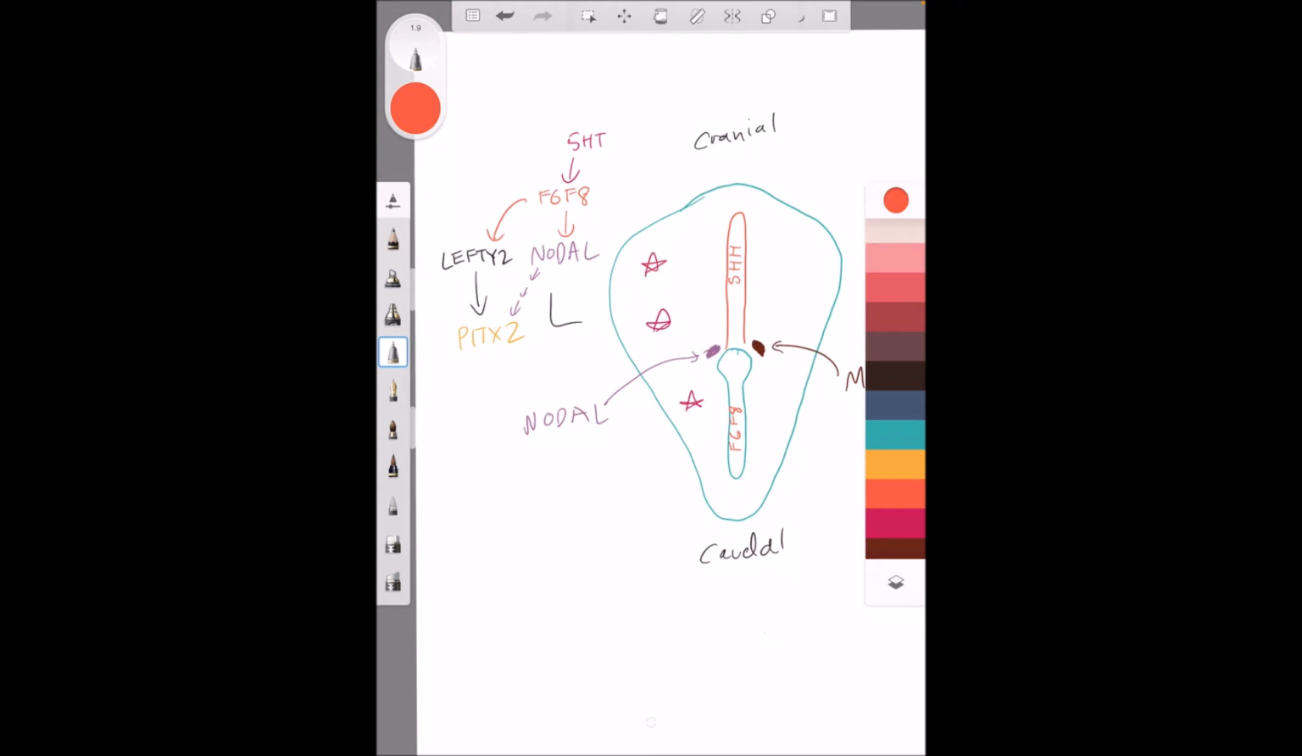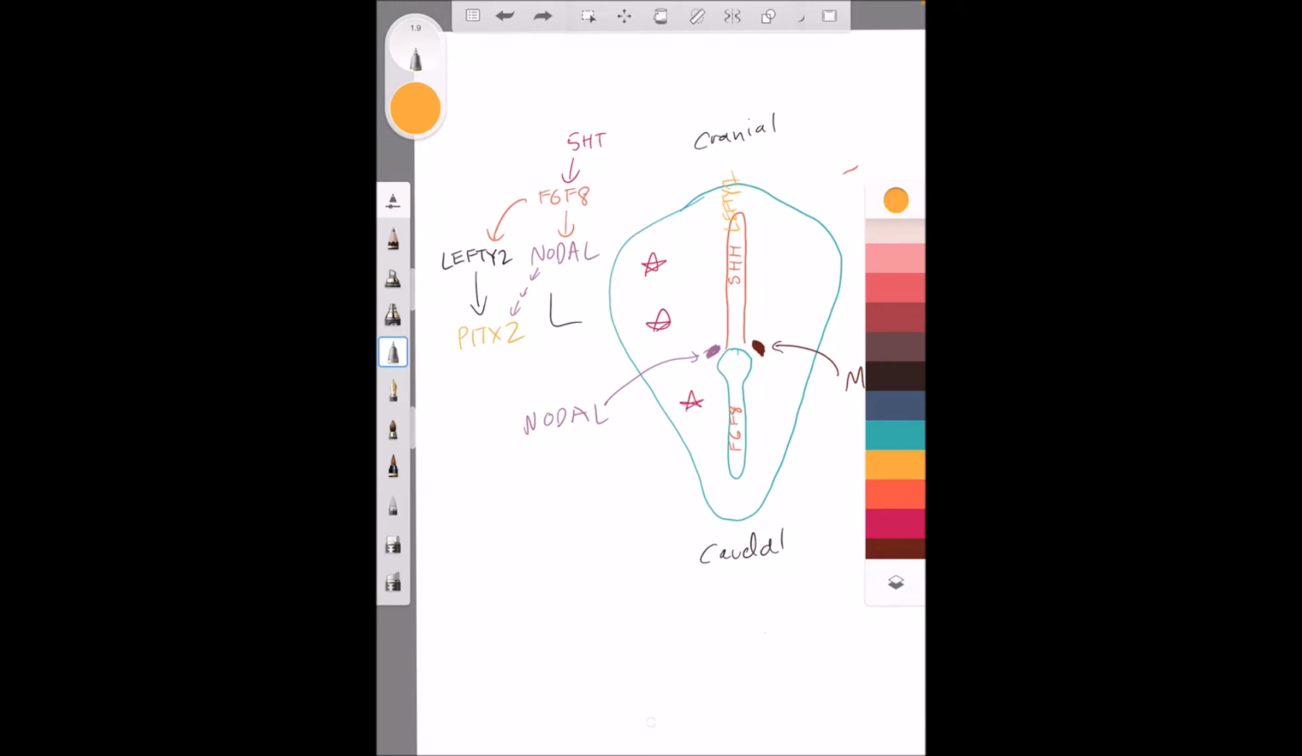But the SHH, Sonic Hedgehog gene, is going to be in the notochord, and the Sonic Hedgehog, as well as the lefty 1 from before. If you remember, lefty 1 was being expressed in the head region, so I guess Sonic Hedgehog is where the notochord is, and lefty 1 more over on the cranial side. Lefty 1 and Sonic Hedgehog will prevent nodal from crossing over to the other side. So they'll inhibit nodal expression on the right side. That way we only see nodal on the left, and we only see PITX2 on the left.